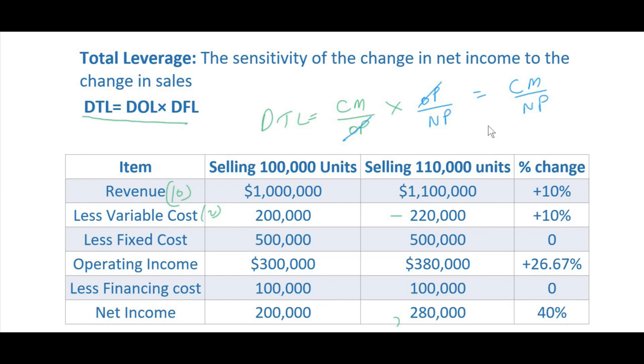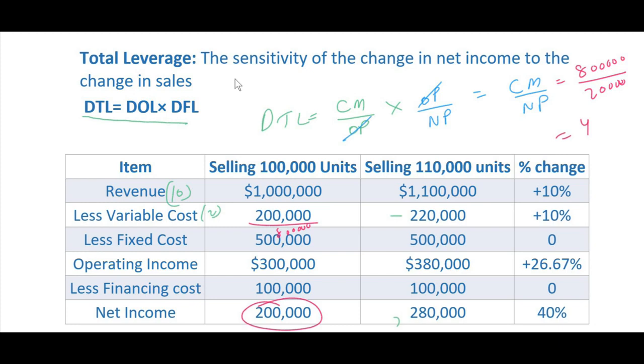So I have taken the same example. If you remember, my contribution margin was 8 lakh and my net profit was 2 lakh. That is, my DTL is 4. So 10 lakh minus 2 lakh, 8 lakh is my contribution margin, and my net income is 2 lakh. And if you see, I'm getting a DTL of 4.